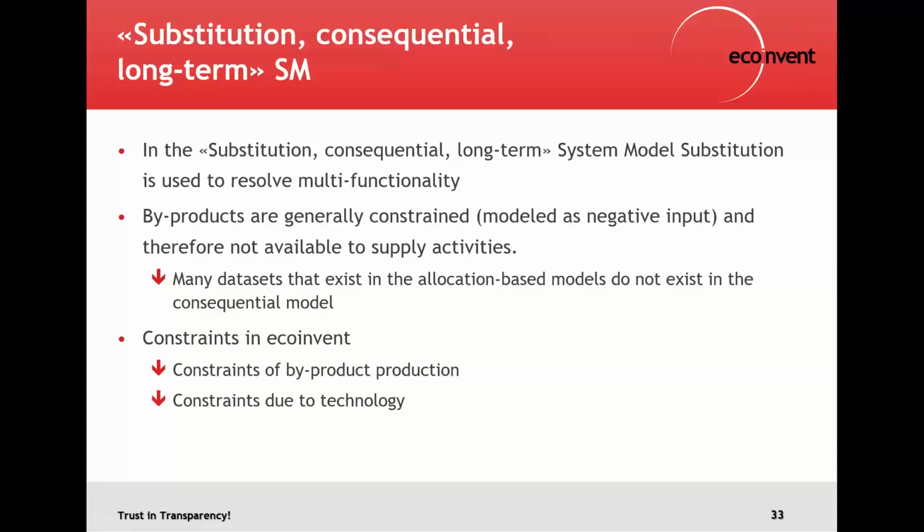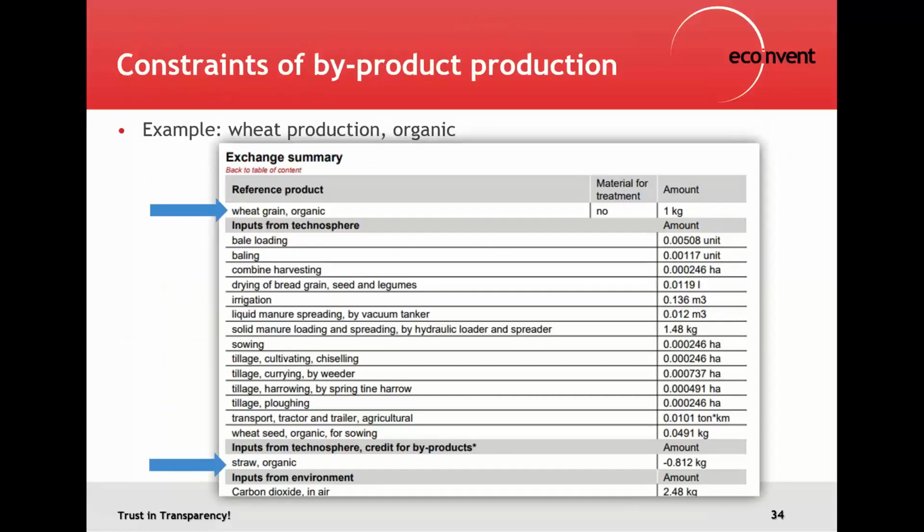And maybe let's start with constraints due to the fact of being a byproduct. First of all, let's see how you see byproducts in the consequential system model. This is a screenshot from a PDF. If you look here, you will see the reference product. This is the activity wheat production, organic. The reference product is wheat grain, organic, and you see here in the inputs from technosphere, those are credits for byproducts. You will see it's straw, and it's giving credits because of the substitution of primary production of straw.